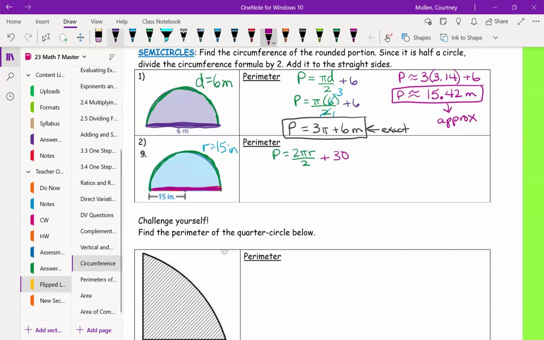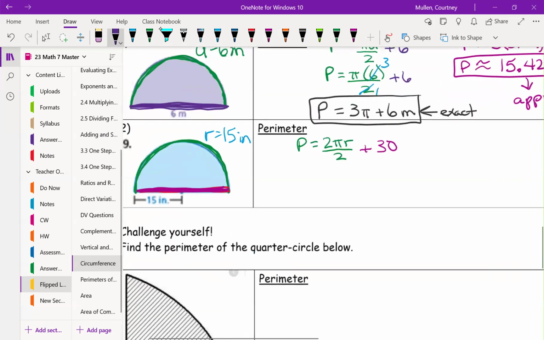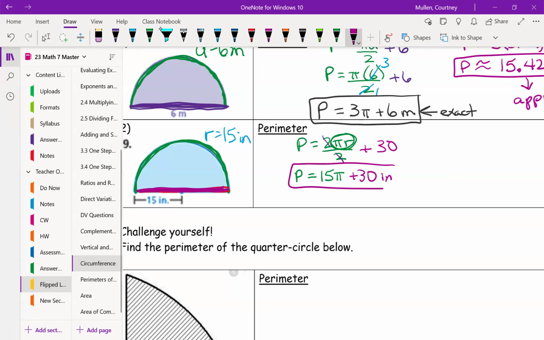So let's take a look. If we simplify this formula, the 2's divide out, leaving us with P is equal to the radius times pi. And we said the radius was 15 inches. So we have 15 pi plus 30 inches. And that's our exact, or in terms of pi, answer.